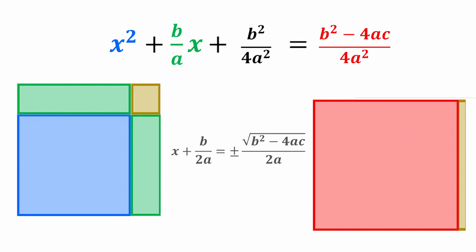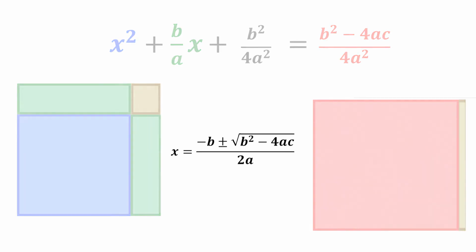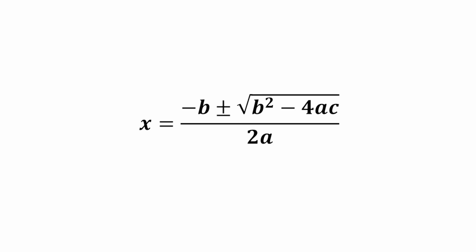We will get x by itself by subtracting b over 2a from both sides, and because everything on the right side is over 2a, we are left with x being equal to negative b plus or minus the square root of b squared minus 4ac, and all of that over 2a. This is the quadratic formula, and this is how you prove it.